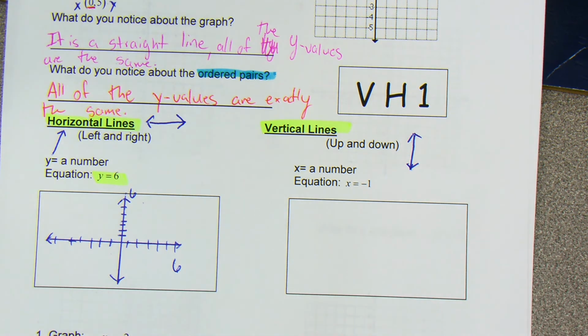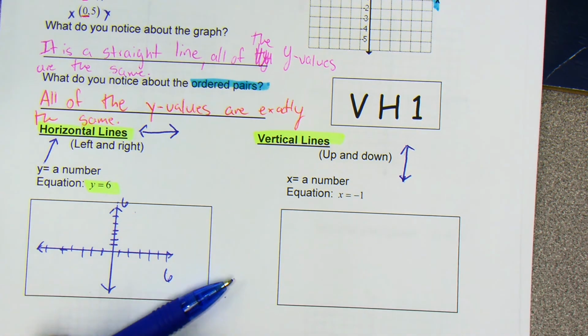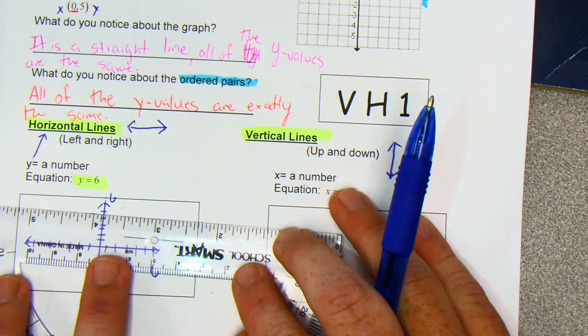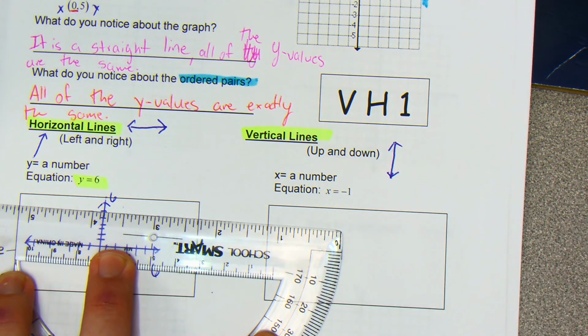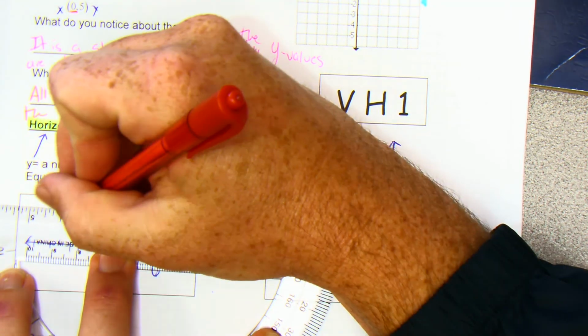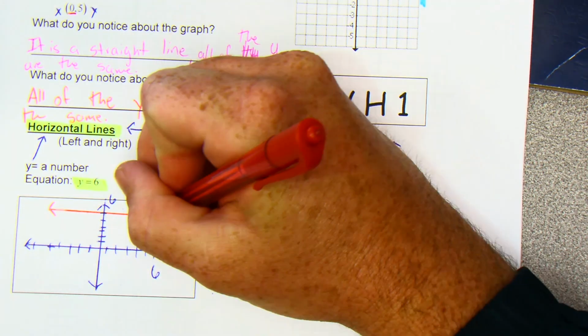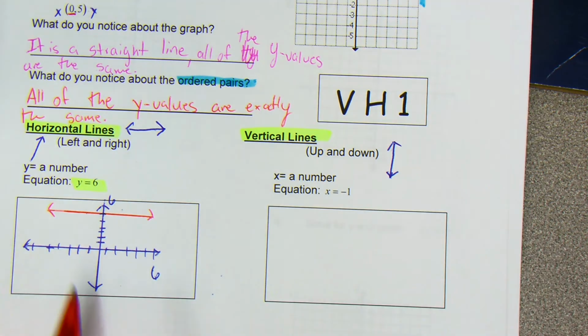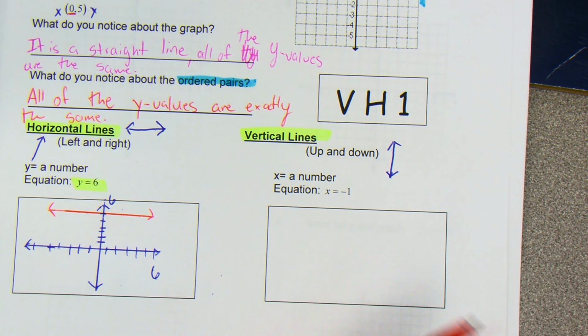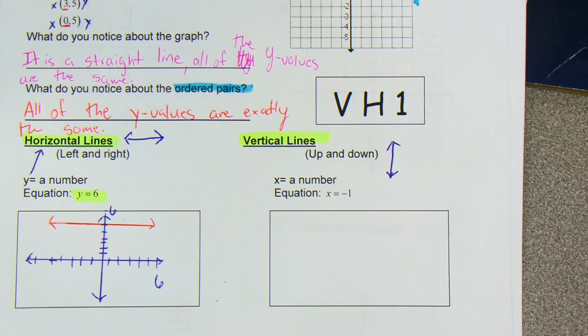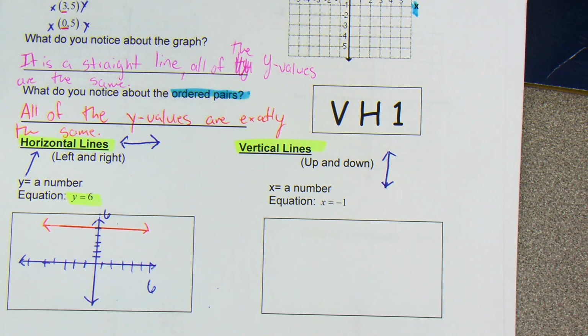So all I do is make a horizontal line, which if I look at my notes, I know looks like that. I go to 6 on the y-axis, and I just make my horizontal line, and that will be the graph for y equals 6. The graph for y equals 6 is just a horizontal line, a straight line that goes through 6 on the y-axis. That is what a horizontal line is.